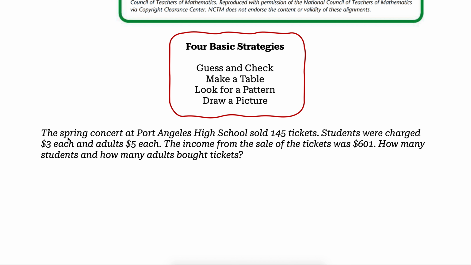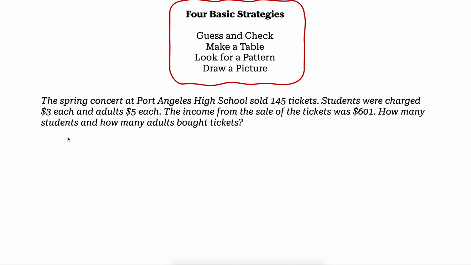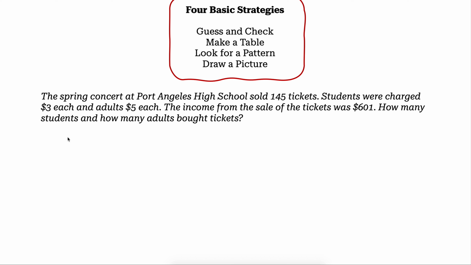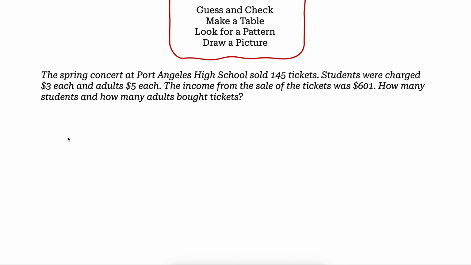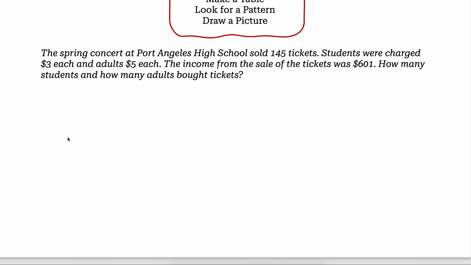So this first one, we're told that the spring concert at Port Angeles High School sold 145 tickets. Students were charged $3 each, adults $5 each. The income from the sale of the tickets was $601. How many students and how many adults bought tickets? Like I said, there's multiple ways to approach it, but I'm going to start by making a table.